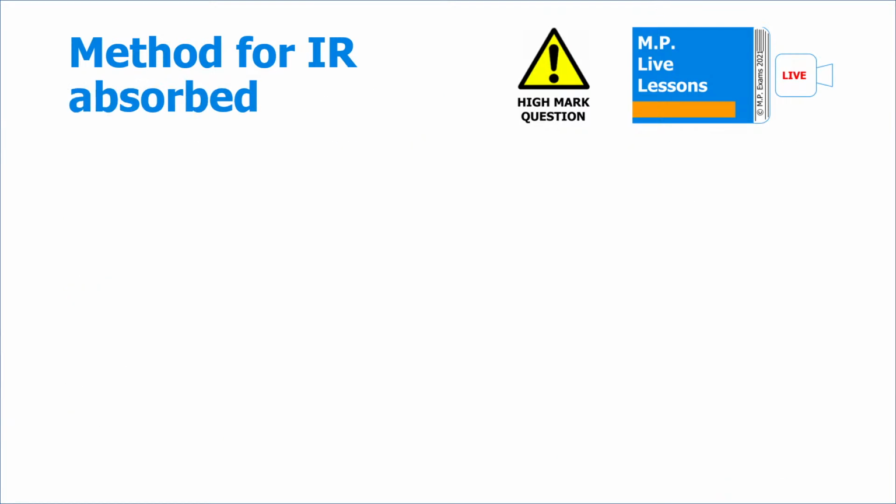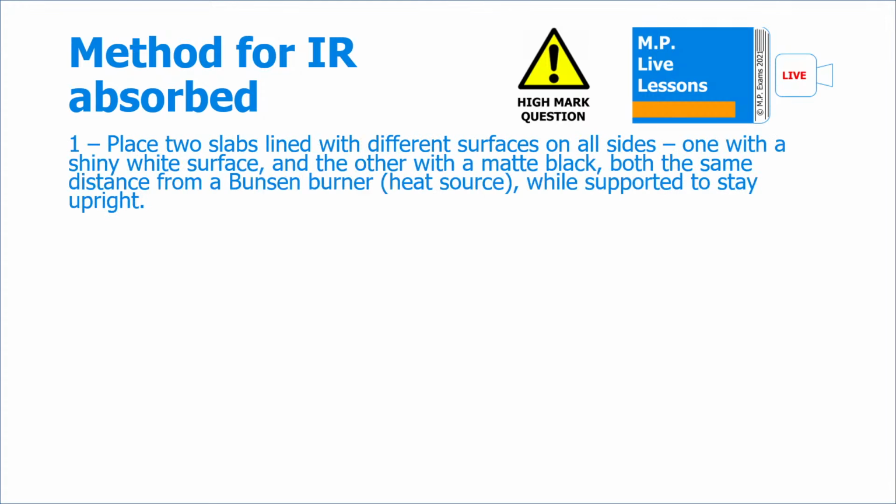Now, the other method for measuring infrared radiation absorbed, I'm going to use the one with the Vaseline melting. So first we have 2 slabs lined with the different surfaces on all sides. Let's say one with a shiny white surface and the other with a matte black surface. And they need to be both the same distance from the Bunsen burner, which is our heat source, let's say 20 centimeters. And obviously they have to be supported to stay upright.